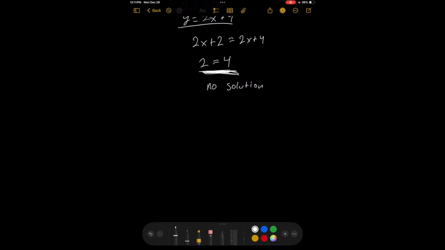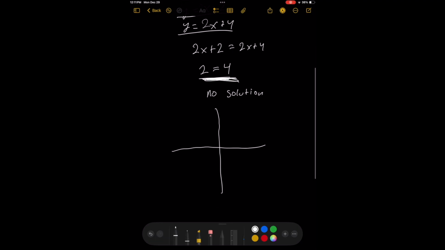And we can see this on a graph. If we were to graph both of these lines, 2x plus 2 and 4, it looks something like this, right? I said that the solution to a system of equations is where lines will intersect. But these lines are never going to intersect. They're never going to equal each other. And so it makes sense why there's no solution.